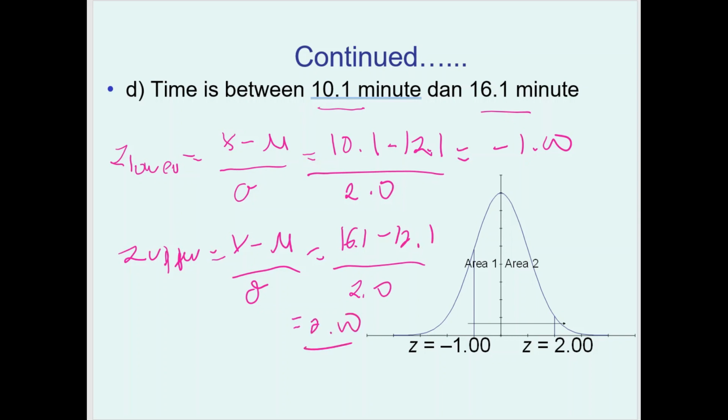So what does this mean? This is z for your lower. You should indicate it here as your area 1, which is the lower part. Why do we put it in this area, less than 0? Because you get a negative value, so of course it is in the area of less than 0. For z upper, because it is a positive value, it is on the right side. So it will become your z equals 2.00.